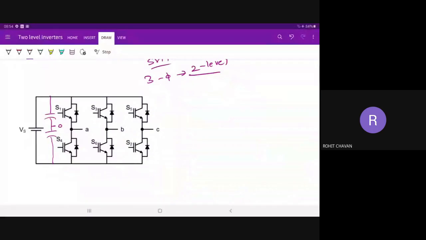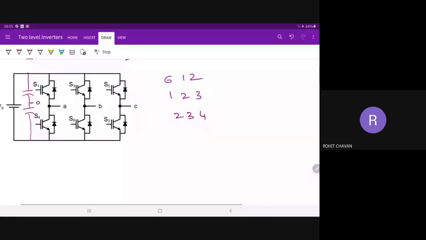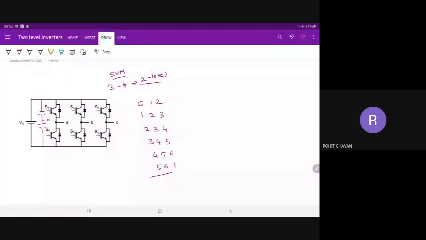Clear? When we studied this 180-degree mode, we discussed different modes. You remember 6 1 2, 1 2 3, 2 3 4, 3 4 5, 4 5 6 and again 5 6 1. These are switching modes. Switching states: 1 2 is for 60 degrees, and 1 2 3 switches are on in the next 60 degrees. This is all when you study the 180-degree mode of operation, right?